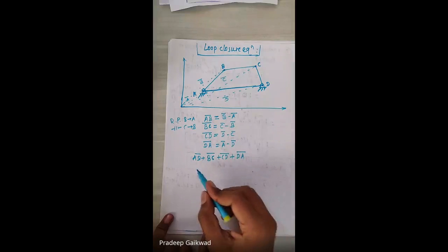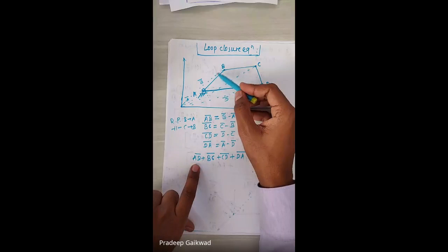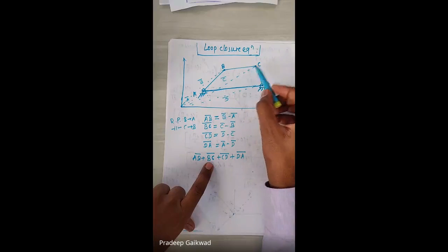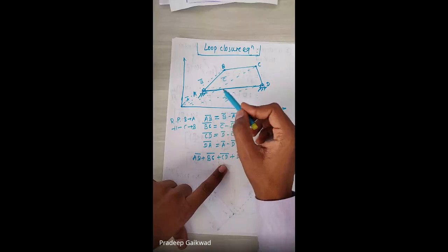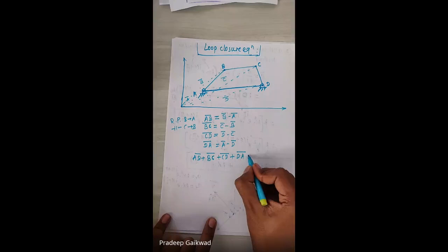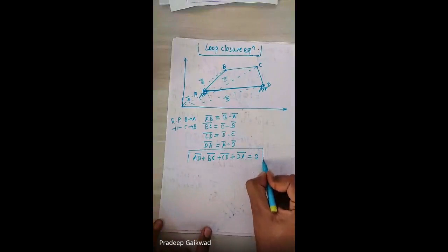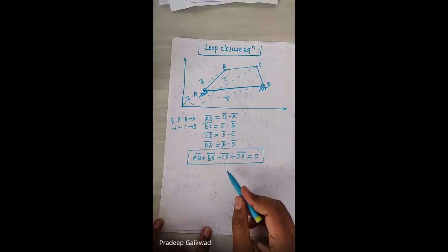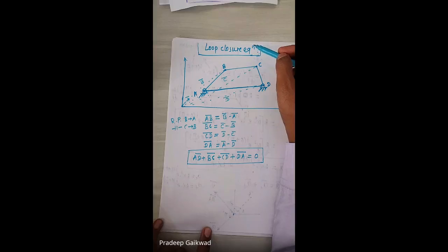If you observe how I write these vectors, I write them in a particular order. I started with A, so A to B is vector AB, B to C is vector BC, C to D is vector CD, and then D to A is vector DA. If I add all these vectors, it must be equal to 0. This equation, obtained by adding all these relative position vectors in order and equal to 0, is nothing but a loop closure equation. So I just told you what a loop closure equation is with this example.